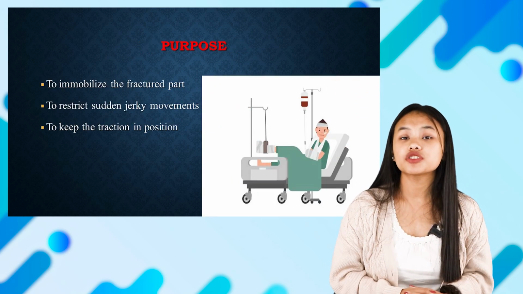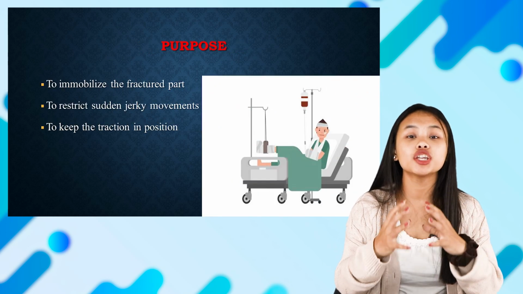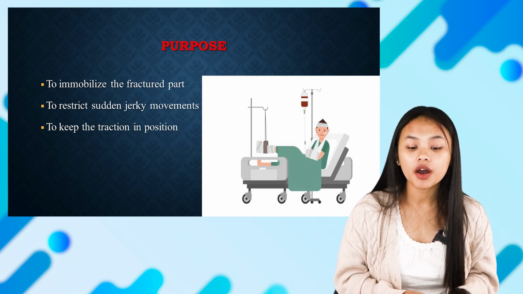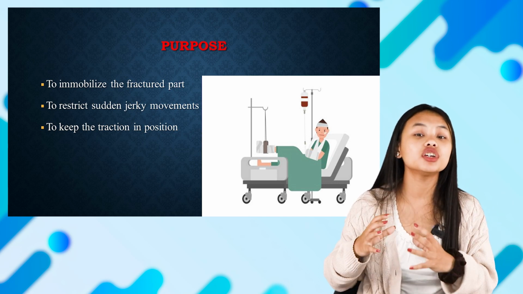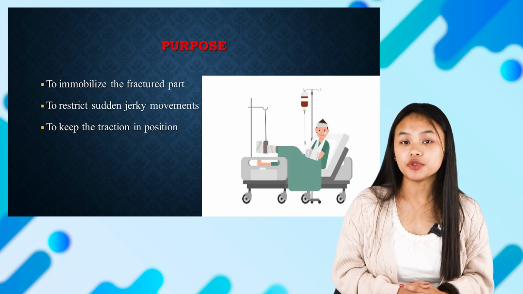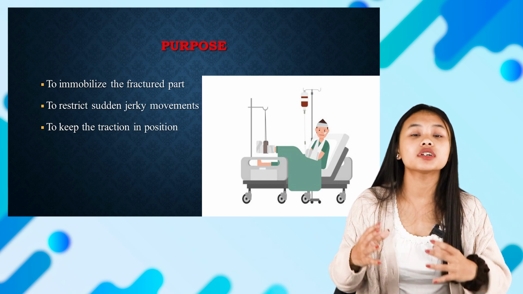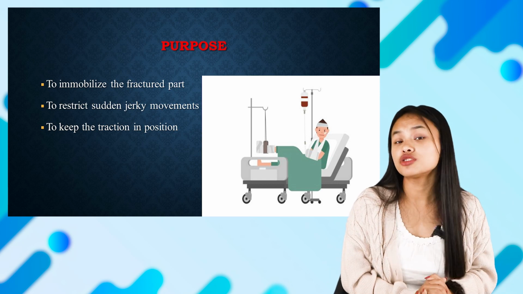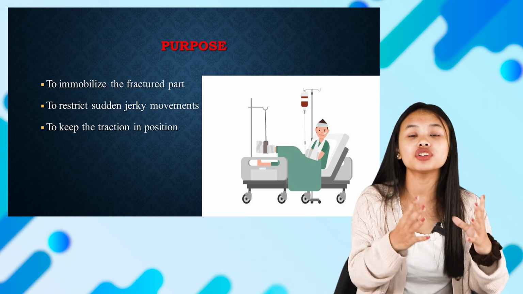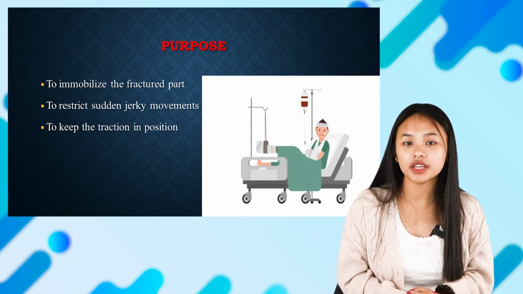The main purpose of this bed is to prevent the undue sagging of the mattress, to immobilize the fracture part, to restrict certain jerky movement, as well as to keep the traction in position. So here, whenever a client has had any fracture, it is usually common that we provide traction. So in order to keep this traction in position, this fracture bed is being made.